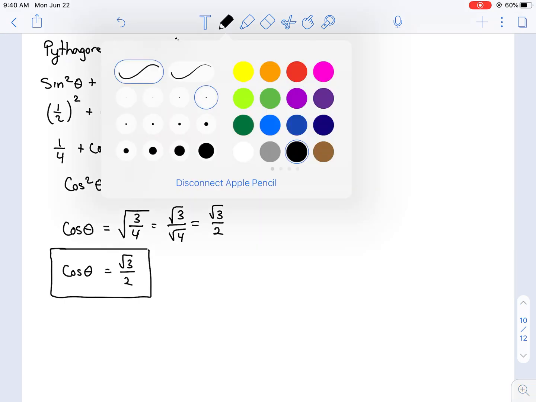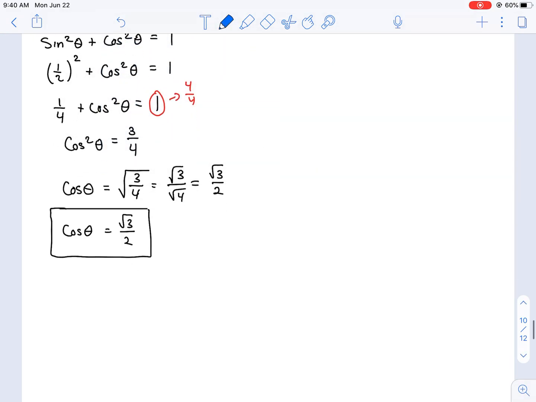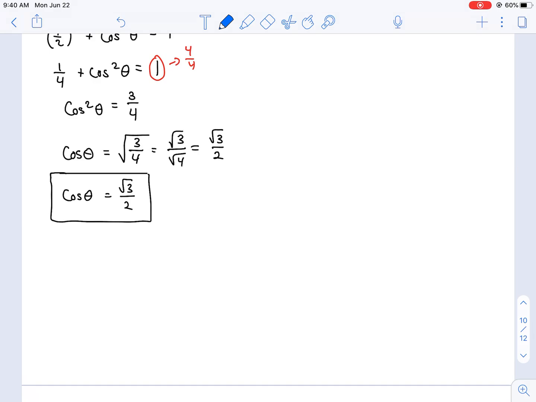Now that we have cosine of theta, we can find secant of theta. And remember that secant of theta is the reciprocal of cosine. So secant of theta is equal to 2 divided by the square root of 3. And rationalizing the denominator, that is the secant of theta.